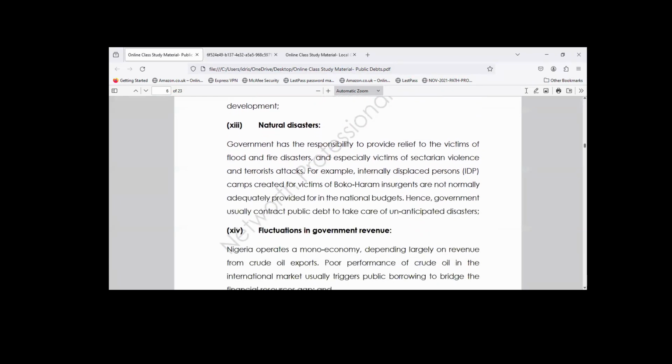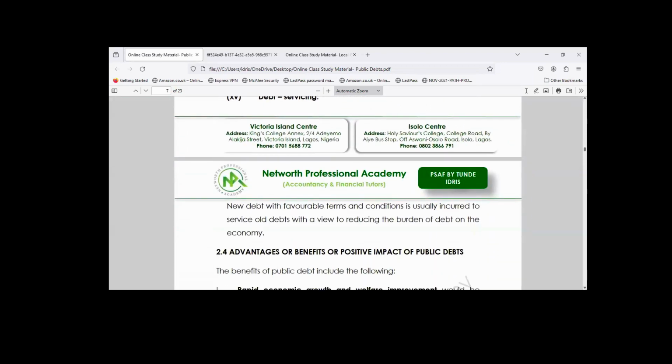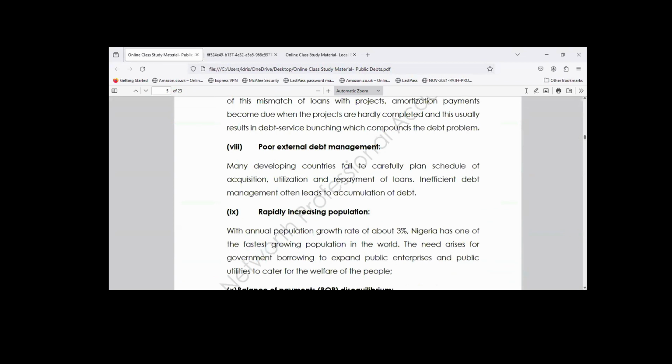Another reason for borrowing, natural disaster. Government can borrow to address natural disaster, insurgency, war, internally displaced persons, erosion, landslide. Government can borrow money to address such kind of issues. Fluctuation in government revenue too is one of the reasons why government borrow. Government revenue is not stable. It normally fluctuates. So those are the reasons why government borrowed money. So, ladies and gentlemen, all these points I mentioned, at least we should know 7 or 8 on our head.